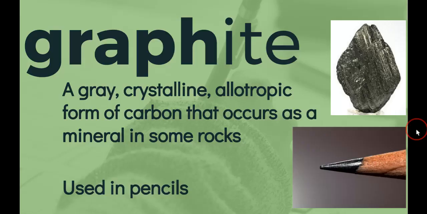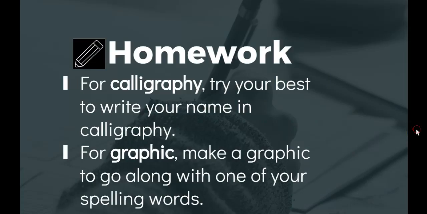So for your homework tonight, there are 2 words on your homework slip. The first one is calligraphy. So for calligraphy, I want you to try to write your name in calligraphy. Remember that fancy handwriting. So do your best. And then for graphic, I want you to make a graphic or a visual image to go along with one of your spelling words.